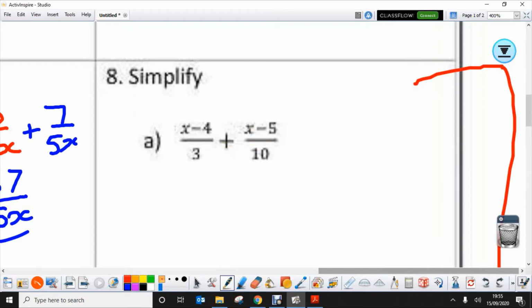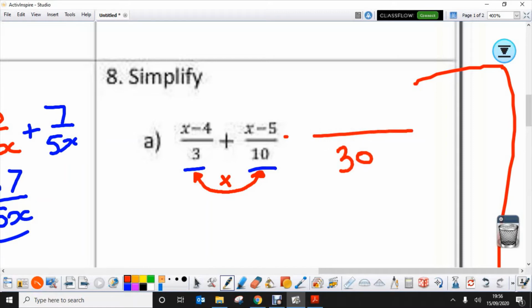Going on to question 8. Same sort of thing, in the sense that I've got to get the bottom of the fraction the same. Now, if they're not factors of each other, then your easiest way to do it is the smile method. Kiss, kiss, smile is what it's called, well, one name for it anyway, the cross multiply method. So I'm going to multiply the 3 by the 10 to give me my denominator. 3 times 10 is going to give me 30. That becomes my bottom number.